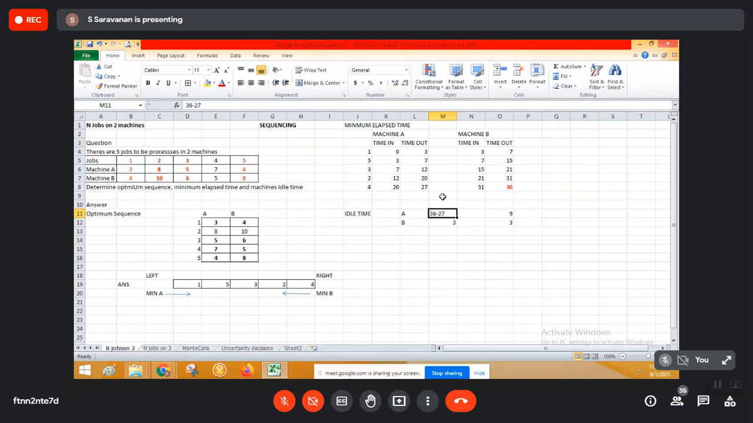From 12 to 15, there are 3 minutes of idle time, from 20 to 21, 1 minute, and from 27 to 31, 4 minutes. If you add all that, it will come to 8, right? So how is that? Here you're saying, okay.